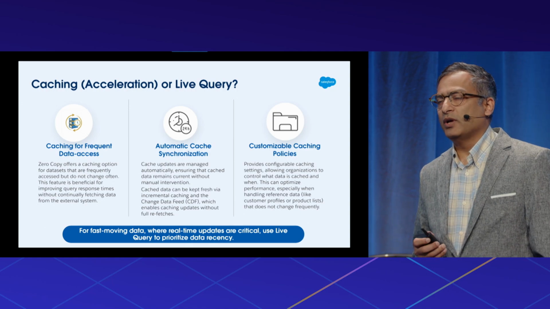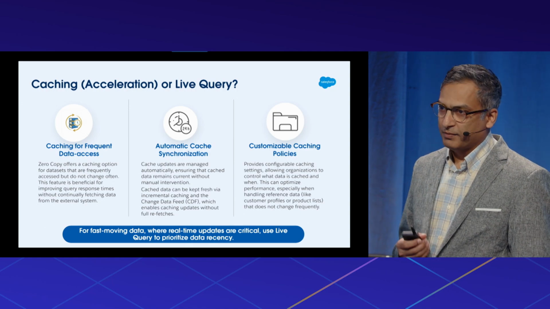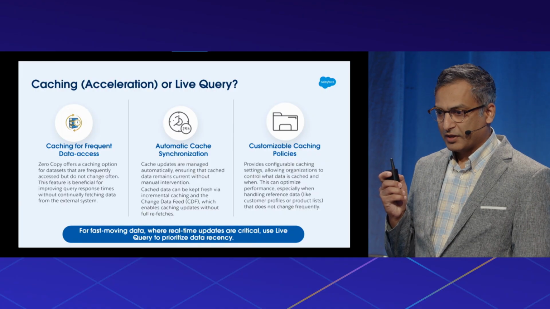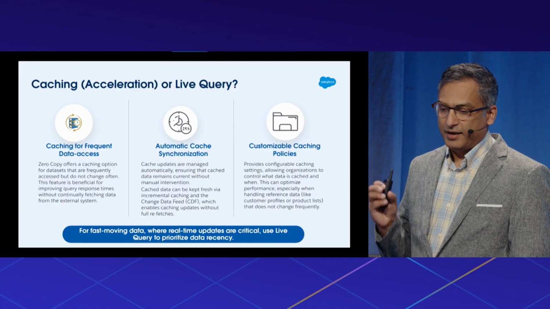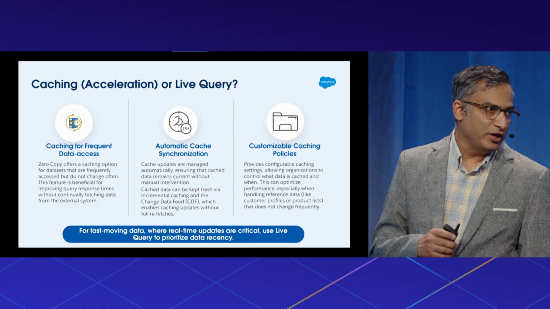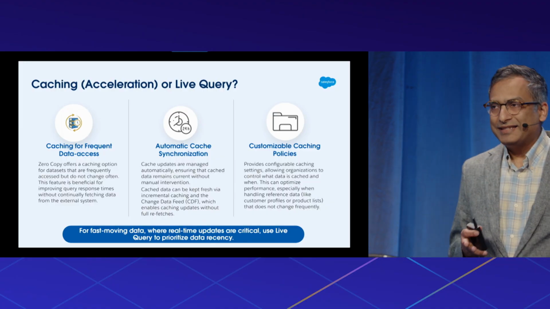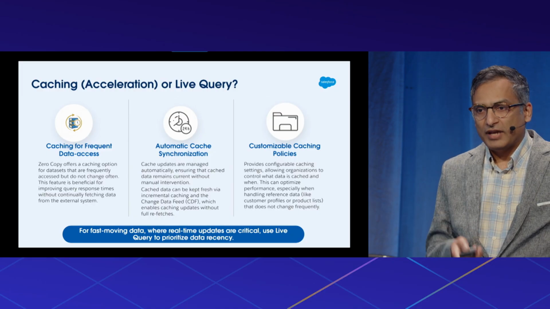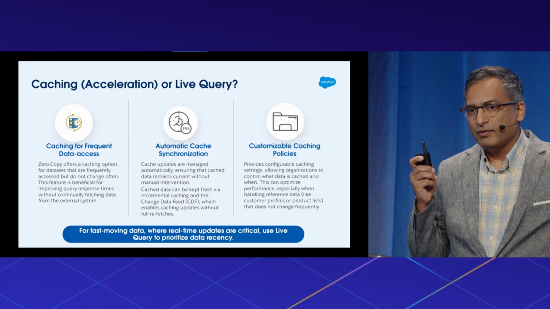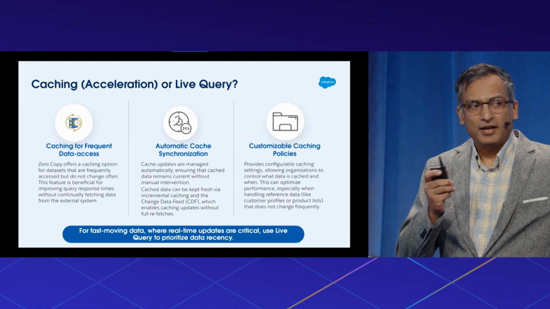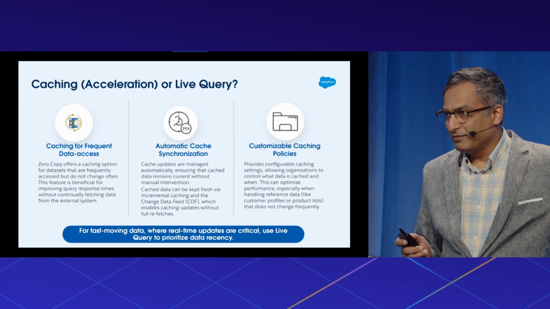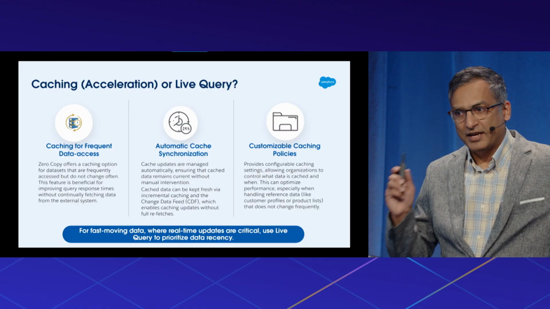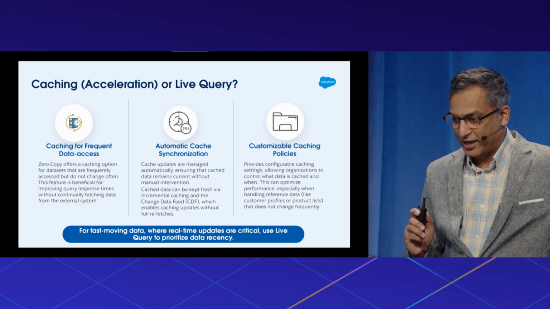Think about a use case where you're using a dashboard in Data 360, and you have 500 analysts using the dashboard on a daily basis. And let's assume that your data only changes every 24 hours. In this case, caching will work better, because if you use live query, you're going to push down 500 queries each time to bring back the same data set, which has not changed. Caching works really great in those scenarios.